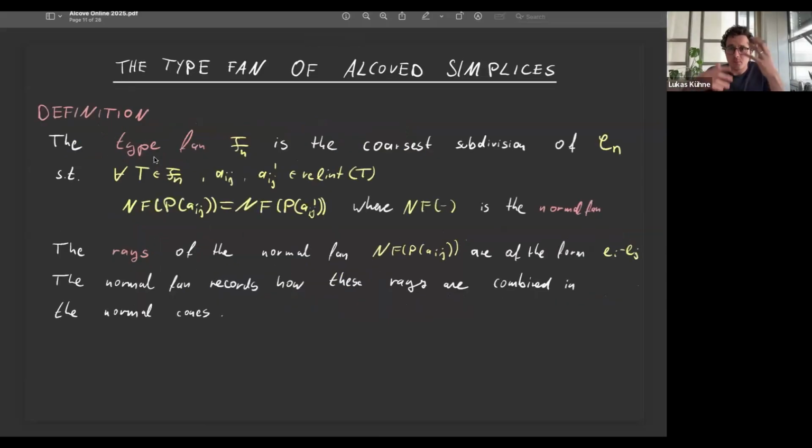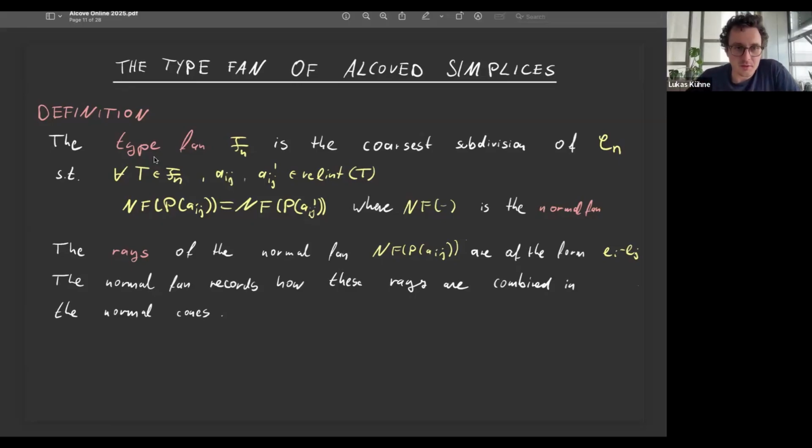So the meaning is that the rays of the normal fan are fixed. These rays are all just some of the roots, because that's by definition of an alcoved polytope. But we don't know how these rays are assembled into the normal cones of the normal fan. And I just want to record the different ways of assembling these rays into normal cones in the type fan. So the interior of one cone in this type fan is the place where all these rays are assembled into the normal cones in precisely the same way.